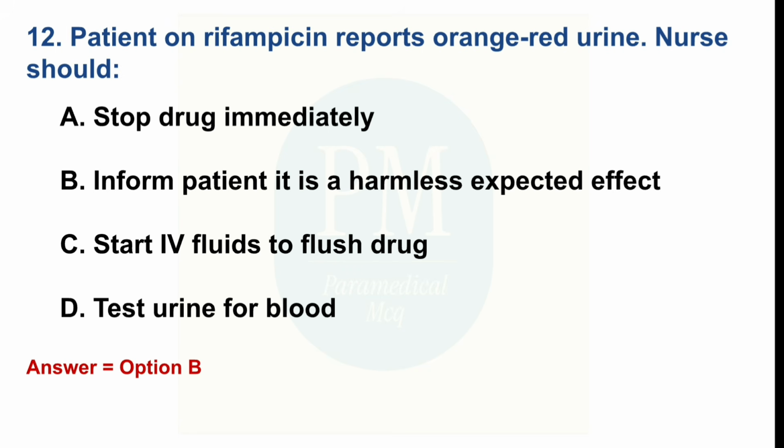Patient on rifampicin reports orange-red urine. Nurse should: option A, stop drug immediately. Option B, inform patient it is a harmless expected effect. Option C, start IV fluids to flush drug. Option D, test urine for blood. The correct option is option B. Inform patient it is a harmless expected effect.